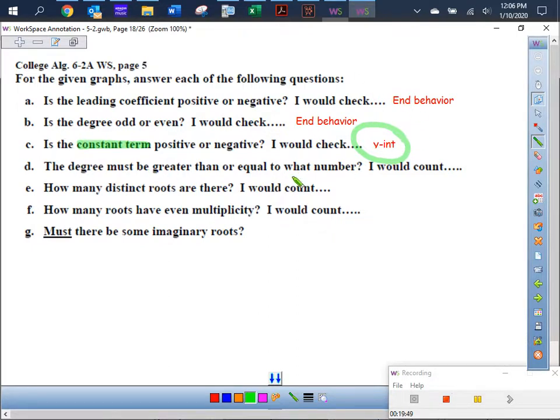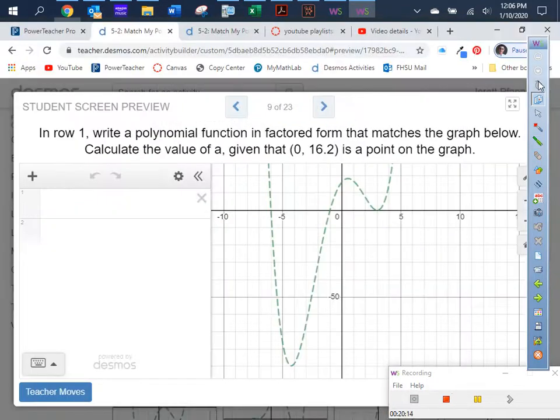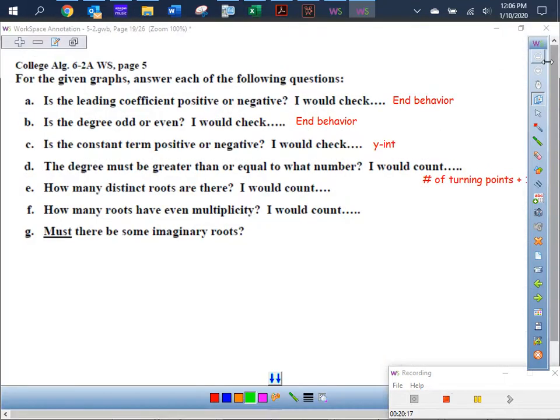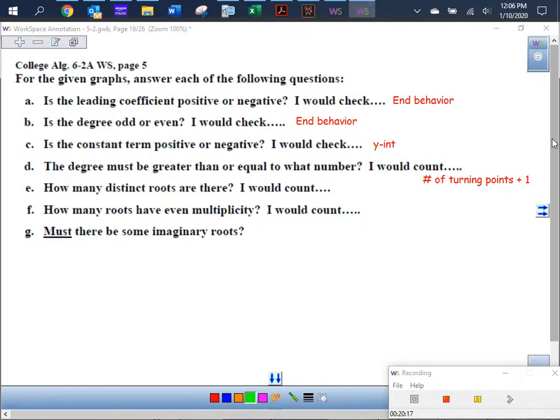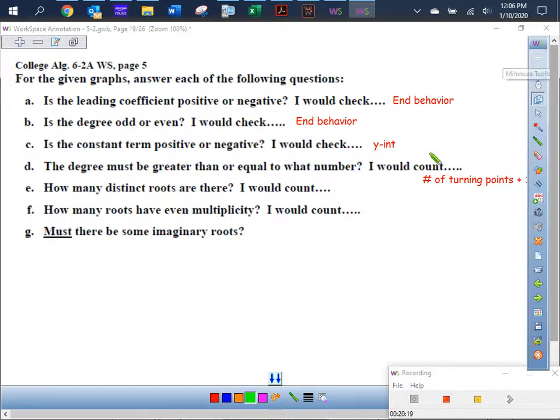Then the degree. I know we're still new at this. It's no big deal. This is why we're taking notes. Don't feel pressured to understand this right now. We're still practicing. But the degree has to be greater than or equal to what? We would count the turning points and add 1. Sorry, my bad. Turning points plus 1 is what that says. I kind of got cut off by my little deal there. So to find the degree, you do the number of turning points and add 1. And we'll keep practicing that as soon as we get all these notes taken.